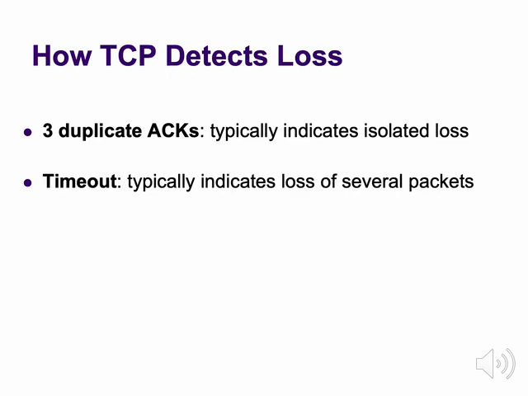So as we said, we had three components to the design: detecting loss, discovering an initial rate, and adapting that rate. How TCP detects loss, we've already covered. The two ways: either you can have three duplicate ACKs, which typically indicates an isolated loss. Or the second mechanism was a timeout, which typically indicates fairly severe network congestion where you've lost several packets in the network.